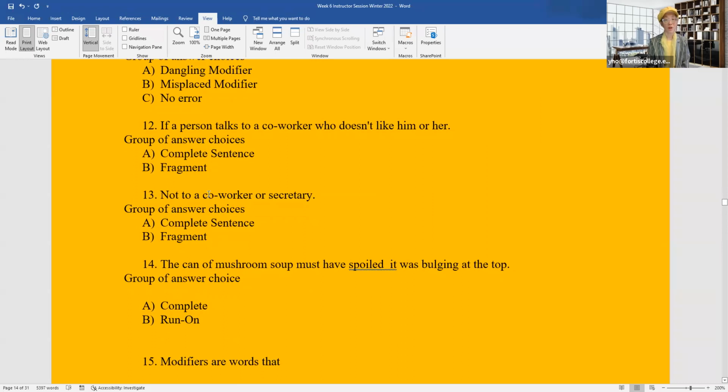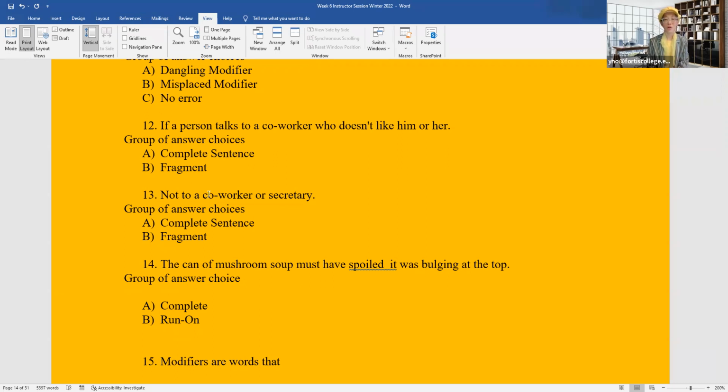If a person talks to a coworker who doesn't like him or her, is that a complete sentence or a fragment? That is a fragment because it's missing another independent clause to complete the sentence. Remember, when we have a complex sentence, we have to have a dependent clause and an independent clause in order to have one whole sentence. So this is a fragment.